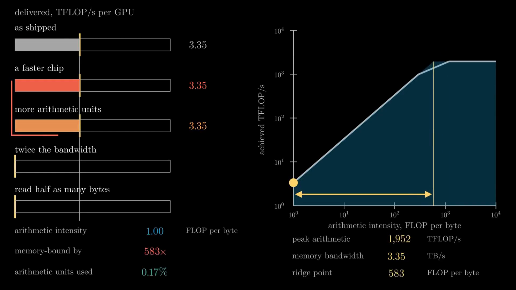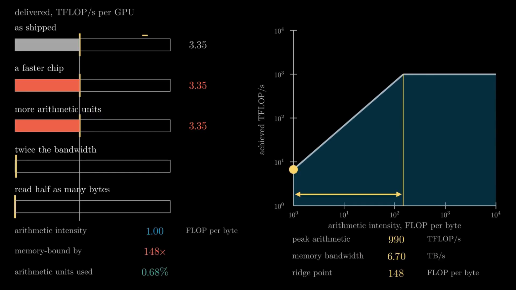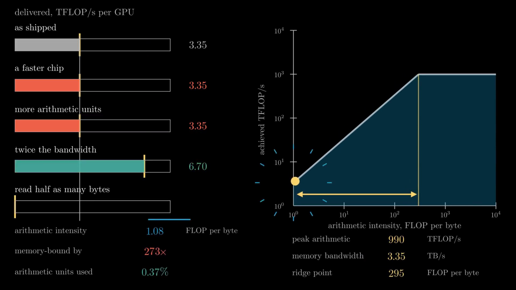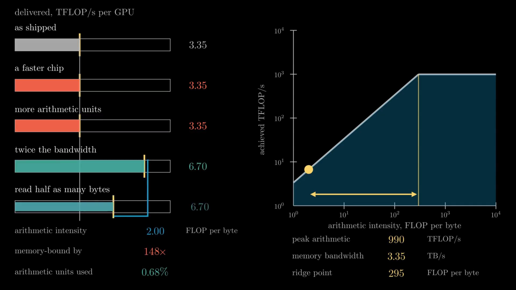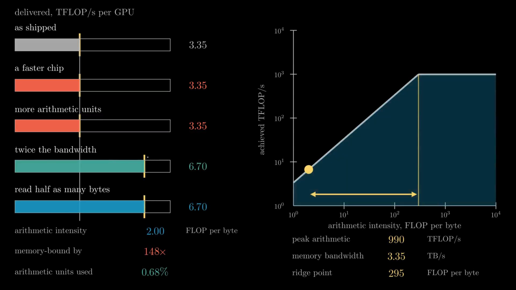Now think about what that does to a workload sitting at 1 operation per byte. What would you buy to fix it? A faster chip does not help you. A chip with more arithmetic units does not help you either. And the only 2 things that do help are more bandwidth, which improves slowly and expensively, or reading less, which is a question about the model rather than about the machine.